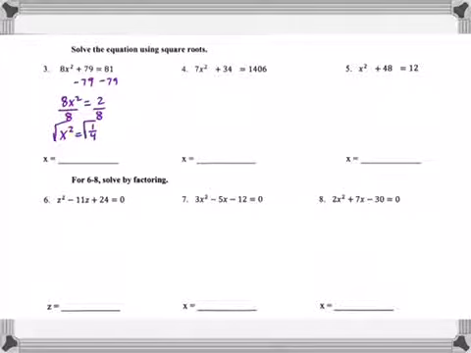And remember, with square rooting, you get two answers. So I'm going to get positive, negative, and the square root of 1 is 1, square root of 4 is 2. And so this is my answer.